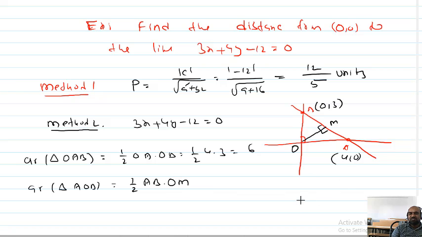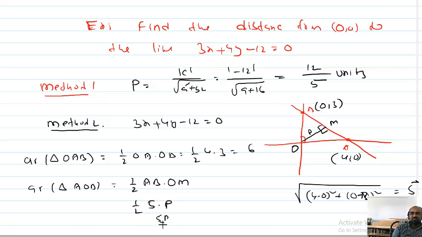Now I want to find the length of AB. AB is the distance between these two points. Root over 4 minus 0 whole square plus 0 minus 3 whole square gives 5. So half into AB, which is 5, into OM, which is p, gives 5p by 2.